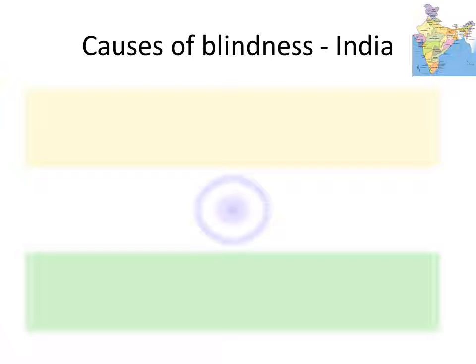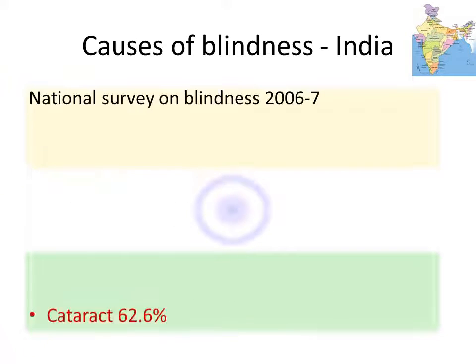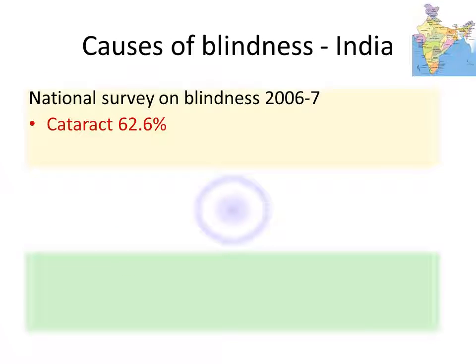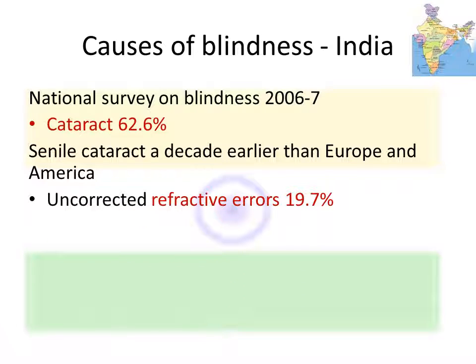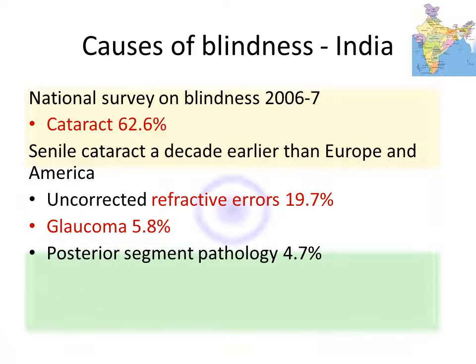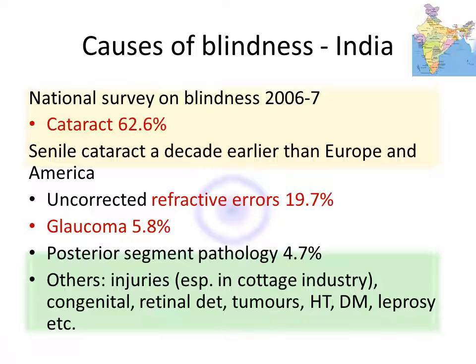Now, what are the major causes of blindness in India? You can see that cataract still forms a huge chunk of around 63% of the blind. That is, 63% of the blind are blind due to cataract. Also, senile cataract occurs a decade earlier in Indians compared to their Western counterparts. Other reasons are uncorrected refractive errors, glaucoma, posterior segment pathology, and others, which include injuries, congenital diseases of the eye, retinal detachment, tumors, hypertension, diabetes, leprosy, etc.